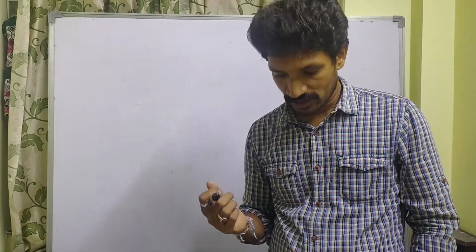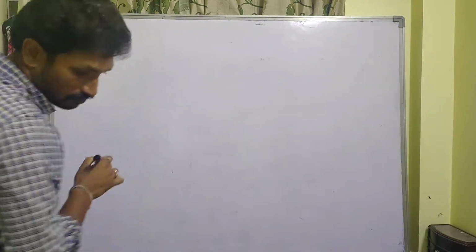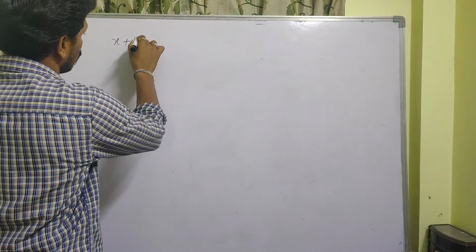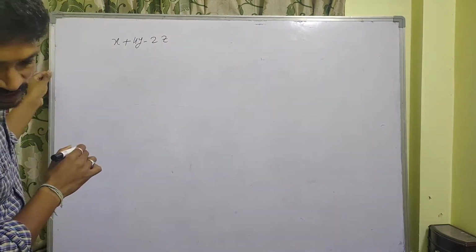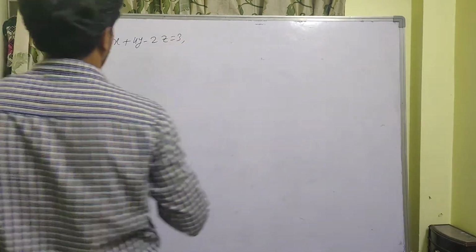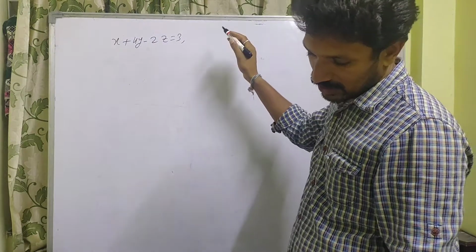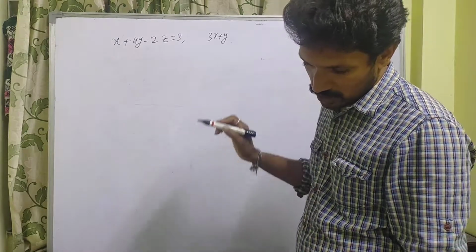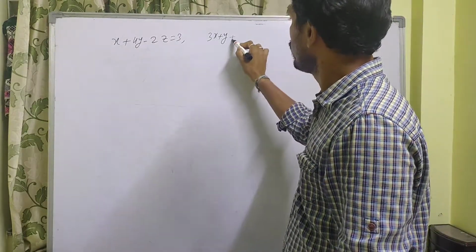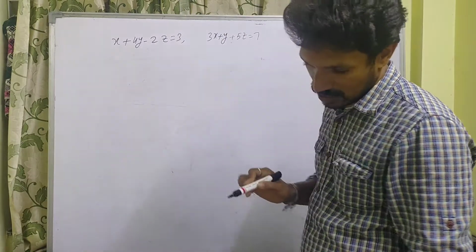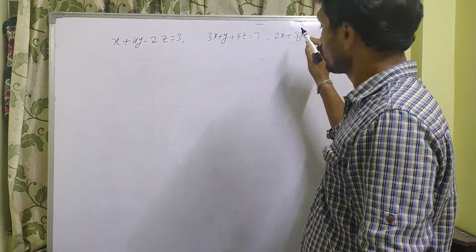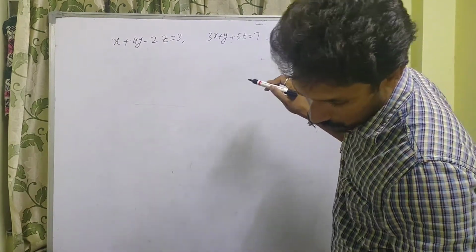One more question you take. So here the question is x plus 4y minus 2z is equal to 3. Next one is 3x plus y plus 5z is equal to 7. Next one, 2x plus 3y plus z is equal to 5.